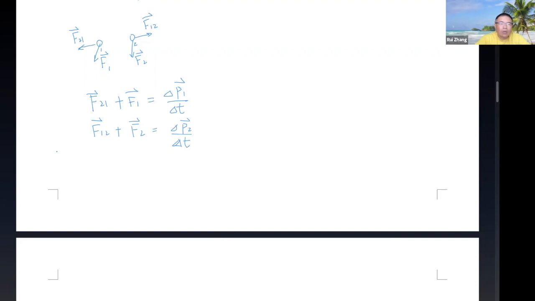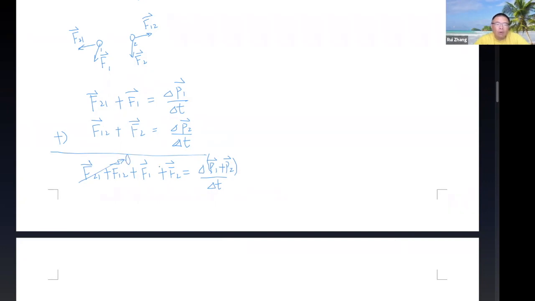Now you can again try to add these two equations together. On the left-hand side, we'll have 4 forces, okay? So we have F21 plus F12 plus F1 plus F2. On the right-hand side, we have delta P1 plus P2, just like before. But something becomes different now. Notice these two forces, they're still action and reaction, so together it's 0, as before.